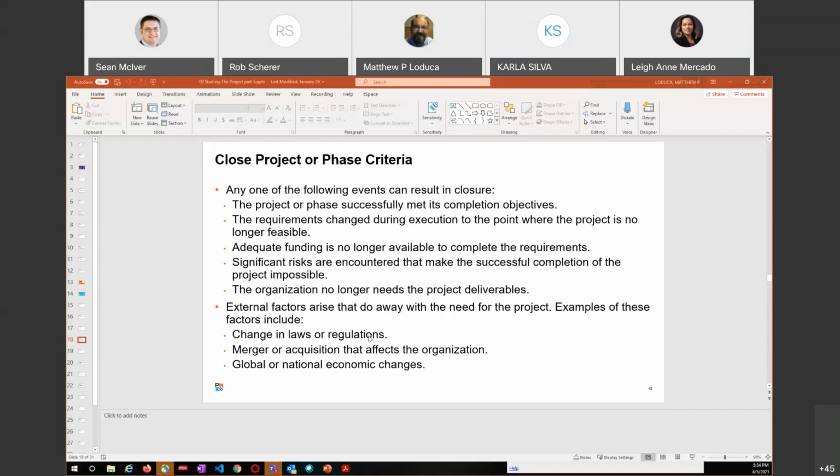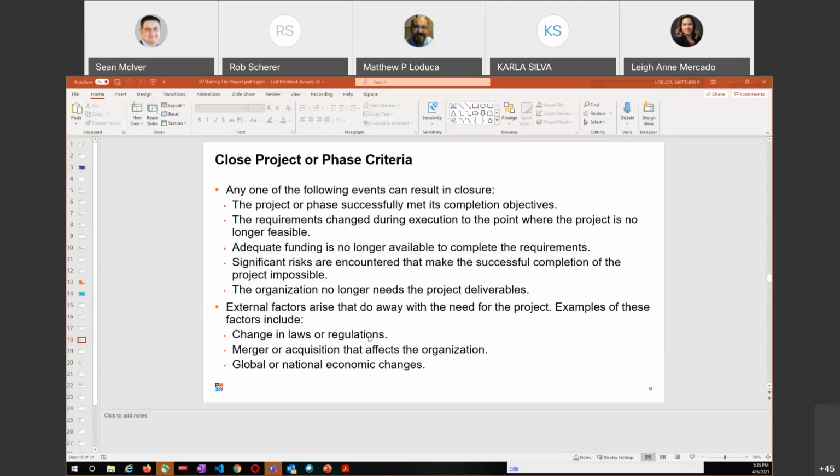Merger or acquisition that affects the organization. So hopefully nobody here got swept up in the whole DirecTV thing, but some of the projects that I was working on in cloud, we no longer have to do because it's now DirecTV's problem and not ours. So kind of went, okay, stop.